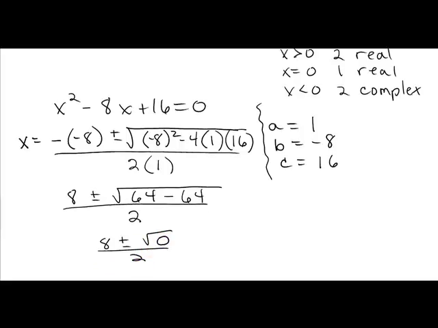Now notice here the discriminant is 0. That means I'm going to have one real answer. When I add 8 to 0, I just get 8. So 8 over 2 is going to equal 4. So I only have one answer for that one.